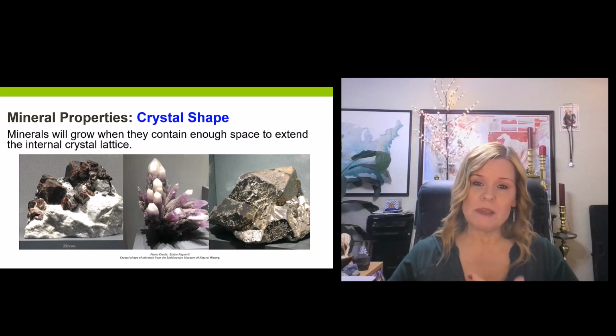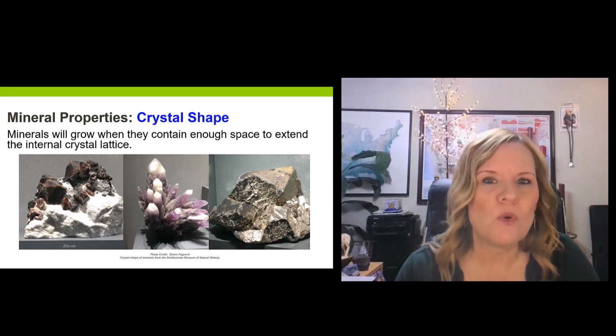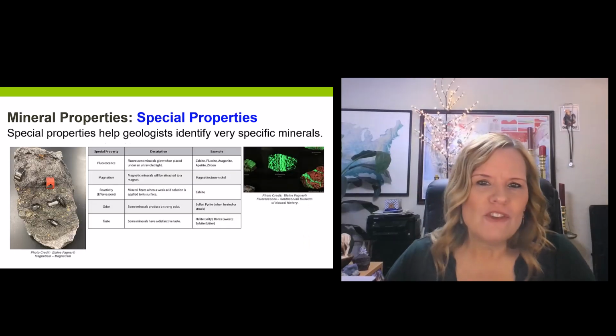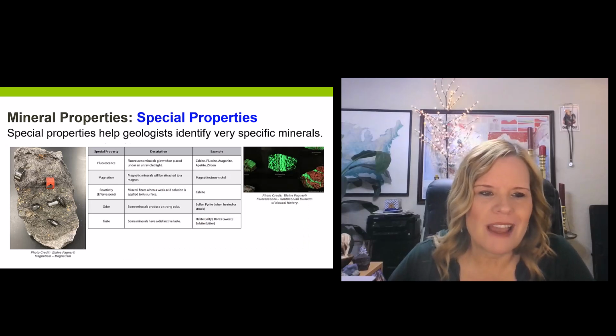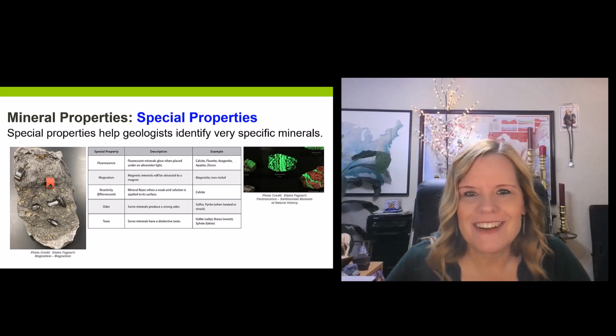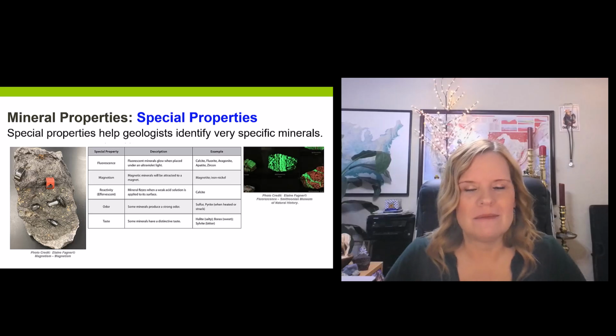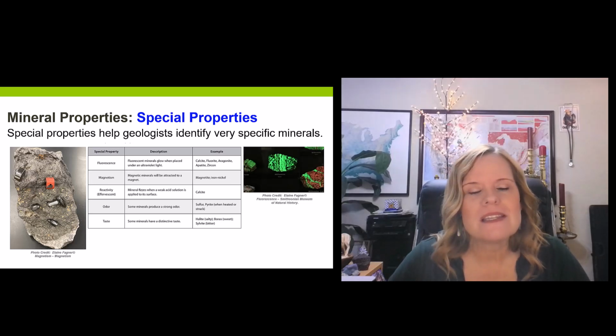So the crystal shape is important. That can be helpful to an earth scientist to narrow the scope of what specific mineral we're looking at. There are other special properties. For example, look at the left here. You see a piece of magnetite. You see all those magnets I stuck on it there. That piece of magnetite's literally about a foot and a half tall. It's a pretty big piece.